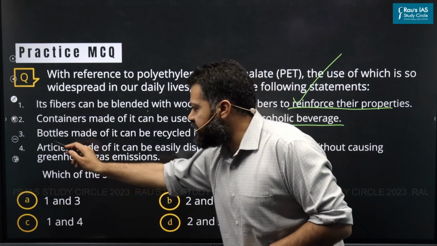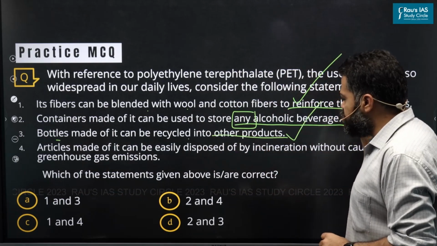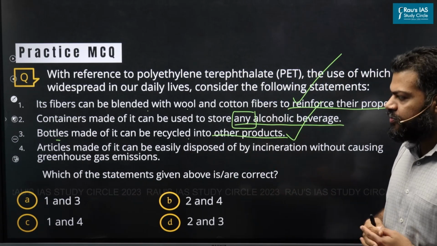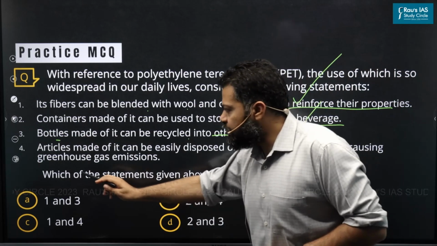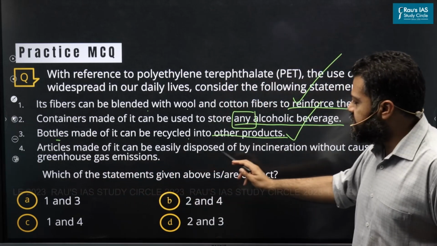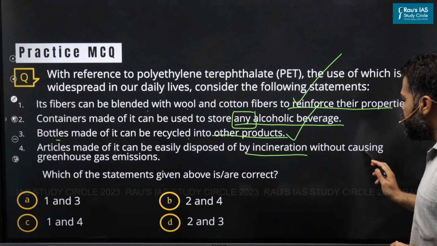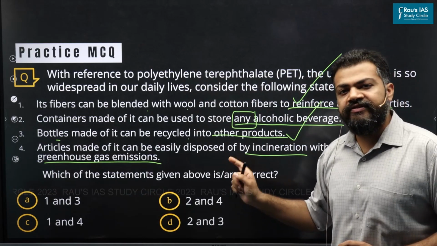Then the third point says bottles made of this plastic can be recycled into other products. Yes, this also is very correct. We have already heard that shoes, bags, and so many other things are now made up of PET. So first and 3 seem to be correct. And the last point is articles made of it can be easily disposed of by incineration or by simple burning without causing greenhouse gas emissions. I hope you guys understand this is definitely an incorrect point.